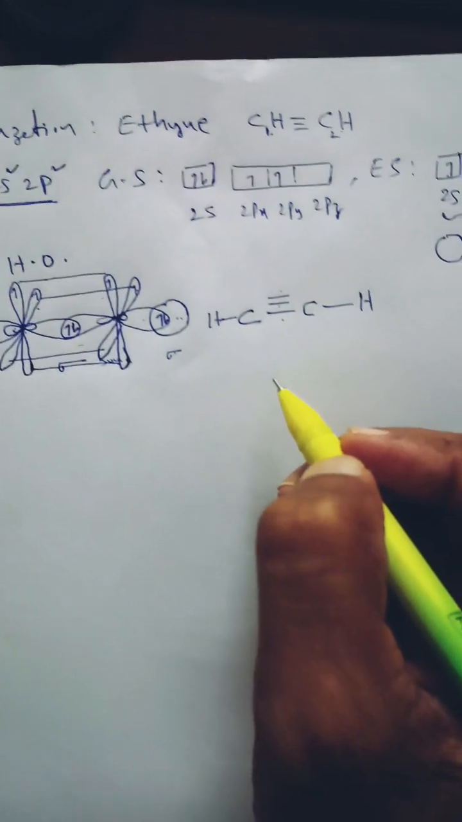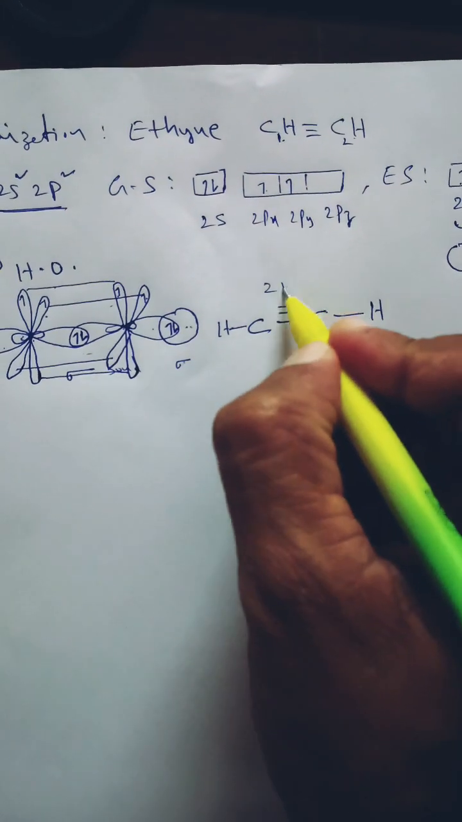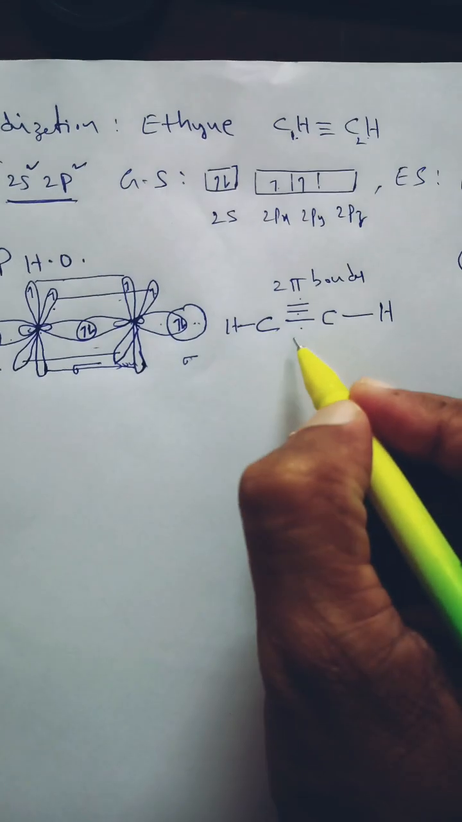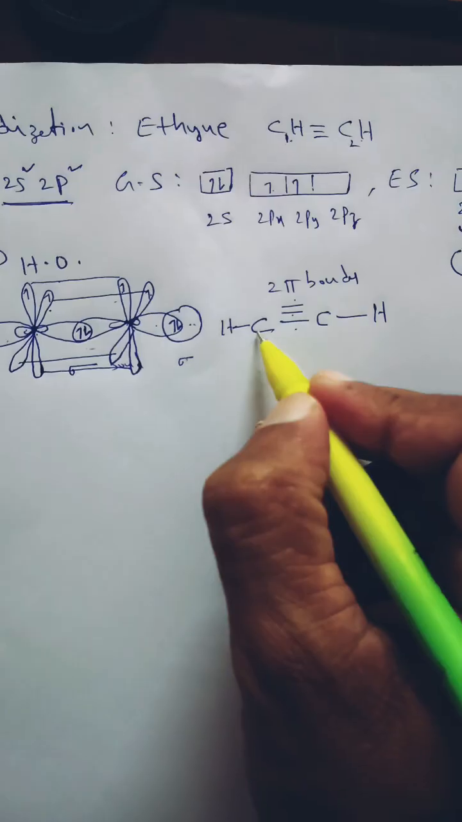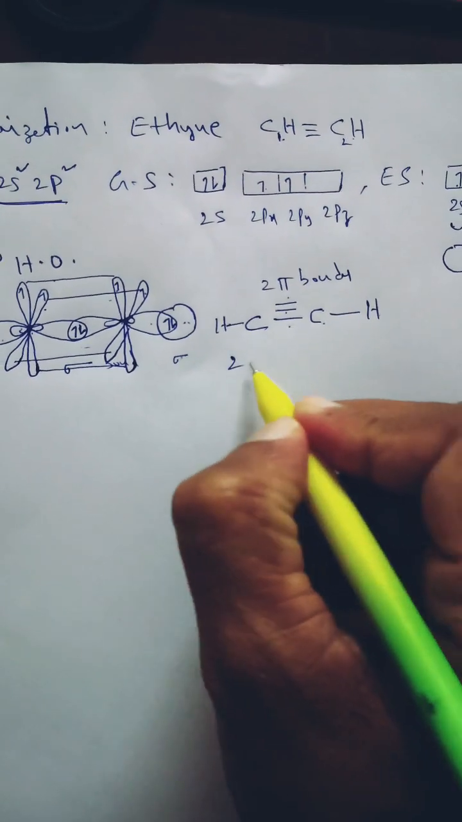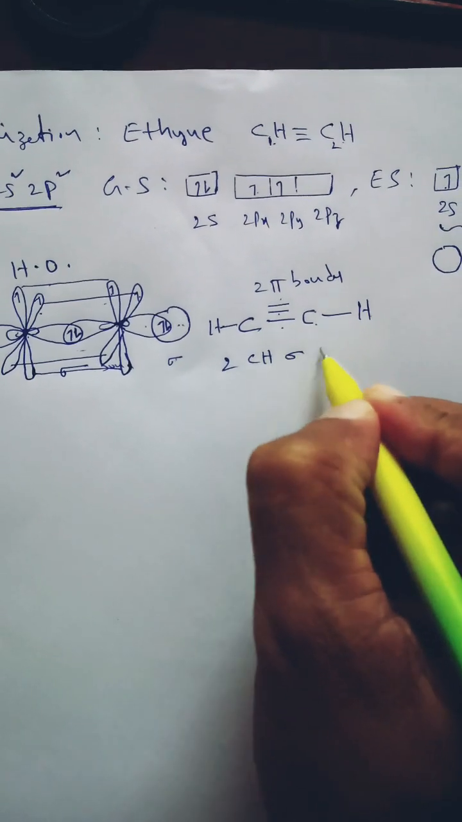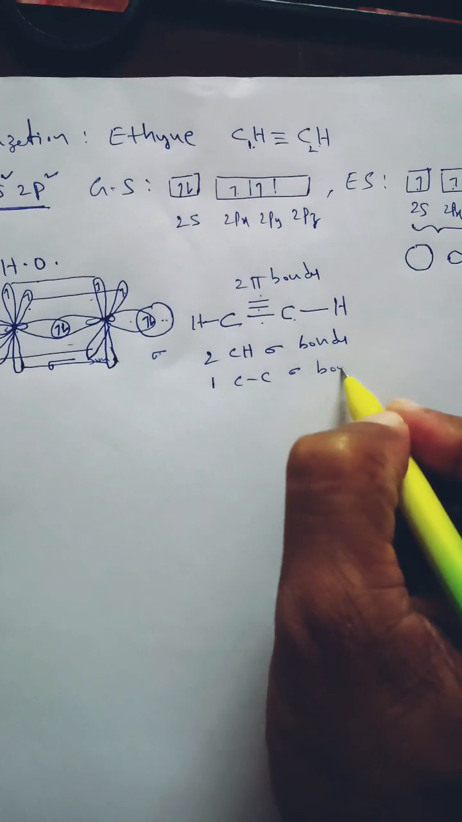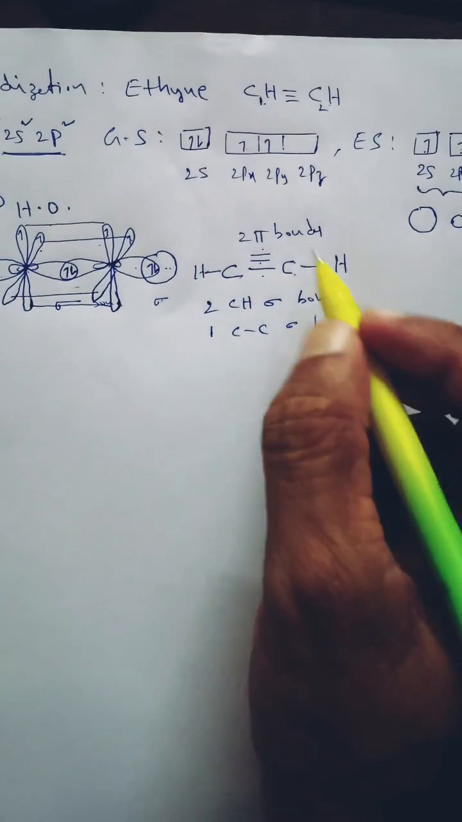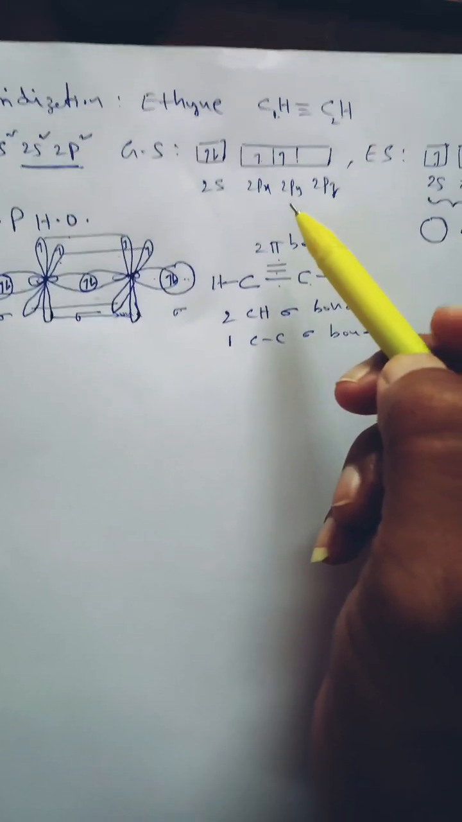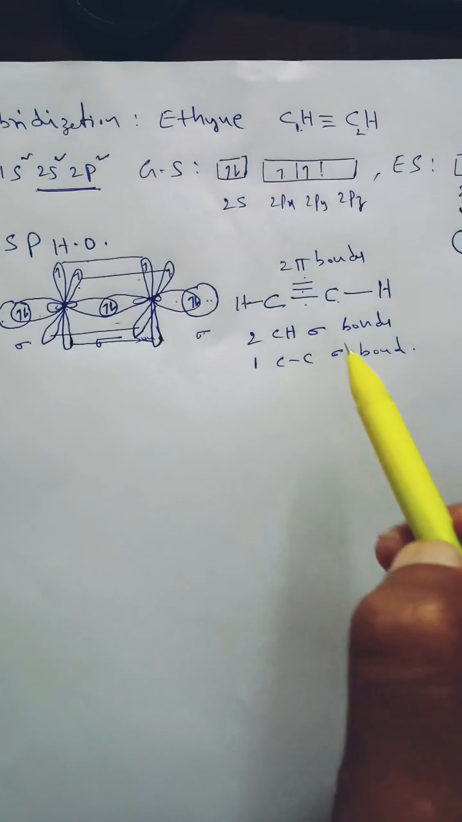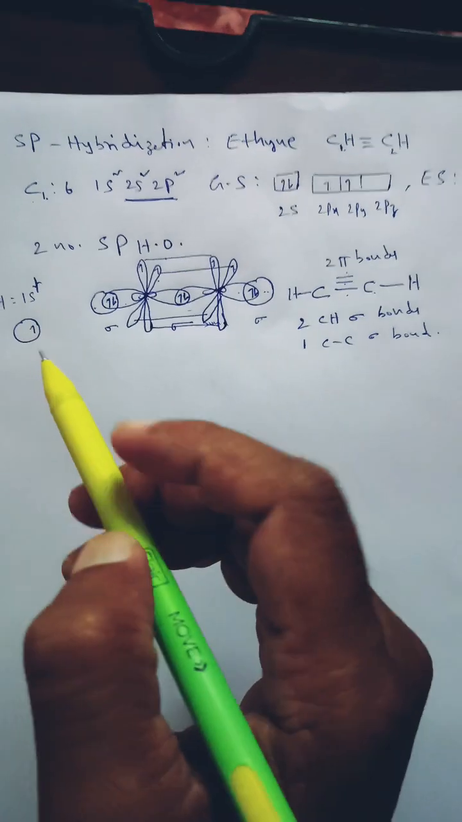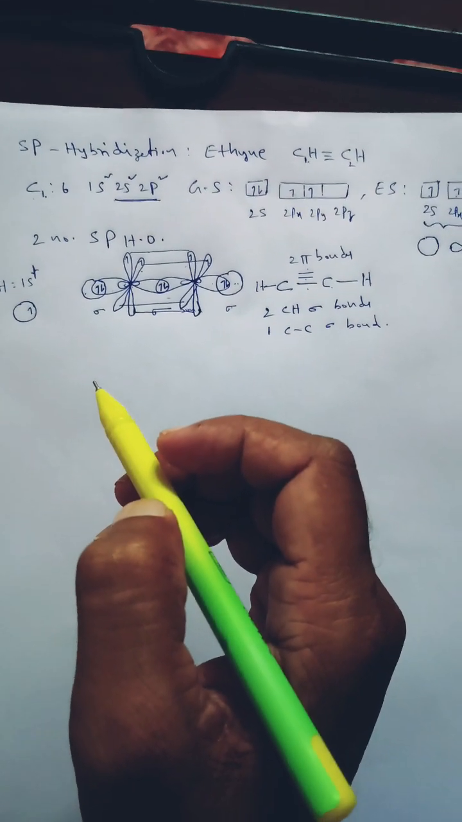That means in acetylene totally two pi bonds are available, and in total one CC sigma bond and two CH sigma bonds are available in the case of ethyne. That means it is also called acetylene. So this is the bonding in ethyne using sp hybridization.